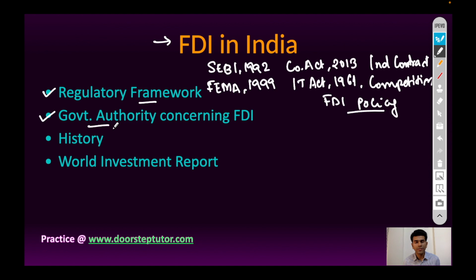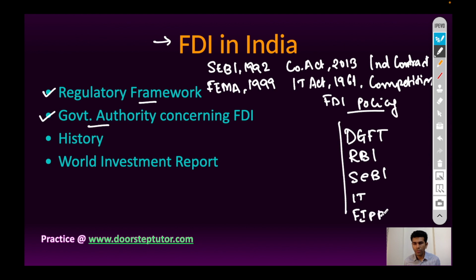Next, government authority concerning FDI. So, DGFT, Director General of Foreign Trade, RBI, Reserve Bank of India, Securities and Exchange Board of India, Income Tax Department, Foreign Investment Promotion Board, and DPIIT, Department for Promotion of Industry and Internal Trade. It comes under the Ministry of Commerce and Industry. The minister is Mr. Piyush Goyal. Previously, DPIIT was DIPP, Department for Industrial Policy and Promotion.